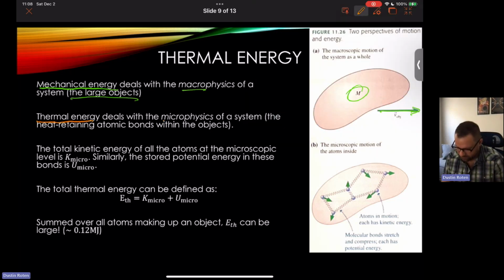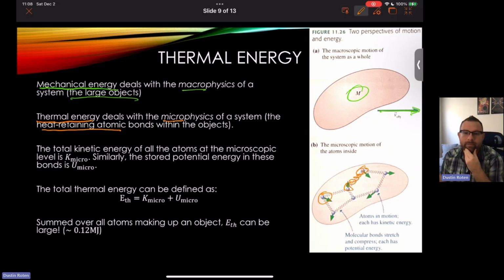thermal energy deals with the microphysics of the system. Like the heat-retaining bonds within the objects of the system, or the object itself. So now we're going back to that whole idea of balls on springs to model molecules. We're going to zoom in. As you can see in the bottom right-hand side, we have all these little molecules, all these springs.